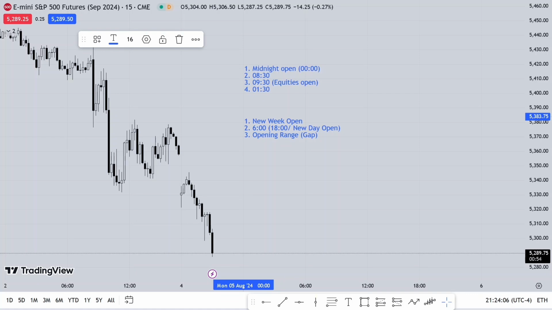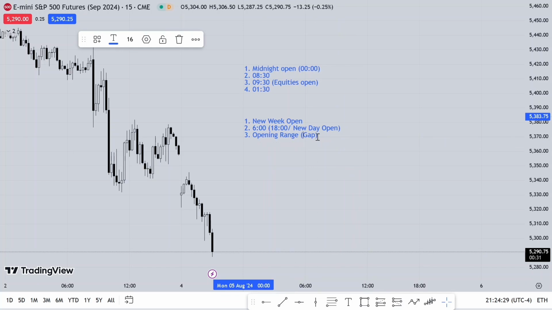Sometimes, most times, price just continues to trade at its previous closing price. When price closed the previous day's trading, price just continues trading from that particular price point. This happens, but not every time. So the opening range gap, what is it?